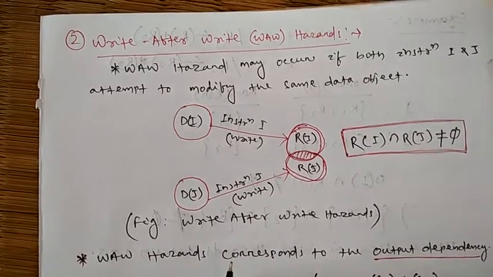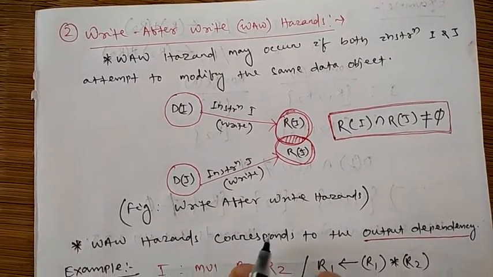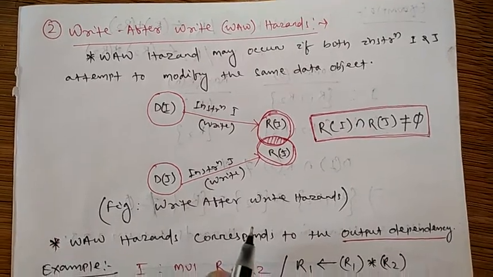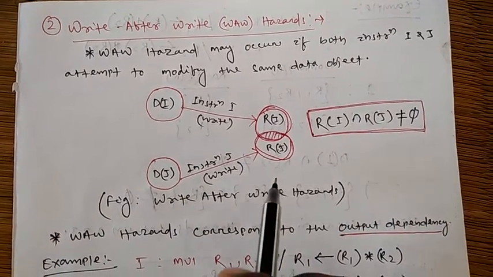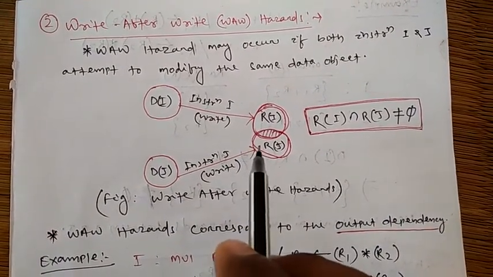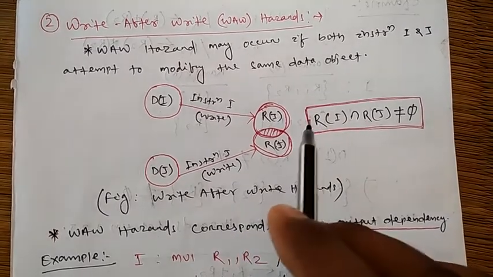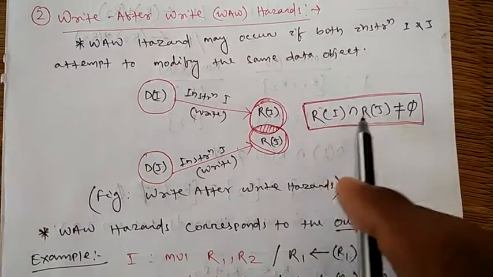So next one is what? Right after right hazards. So what happened in right after right hazards? Right after right hazards means both trying to write the instruction at the same time. Then it will create what?